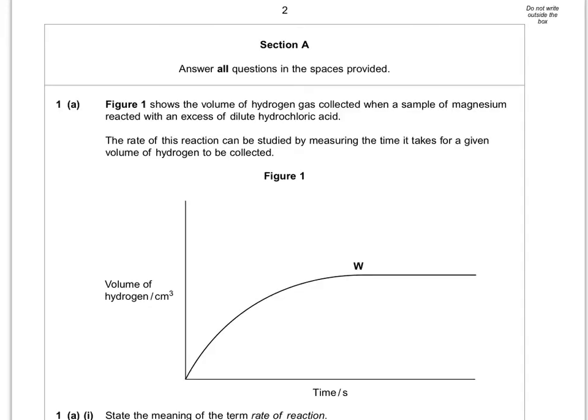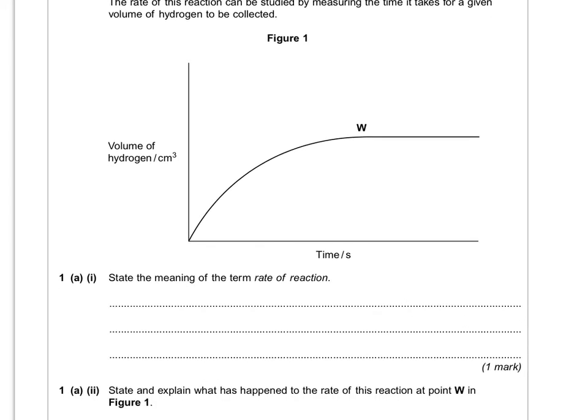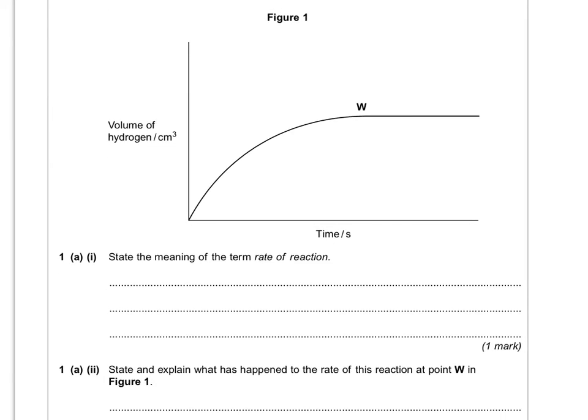Here's the first question. It says, Figure 1 shows the volume of hydrogen gas collected when a sample of magnesium reacts with an excess of dilute hydrochloric acid. The rate of this reaction can be studied by measuring the time it takes for a given volume of hydrogen to be collected, and here's the graph of volume of hydrogen against time. The first question is to state the meaning of the term rate of reaction.